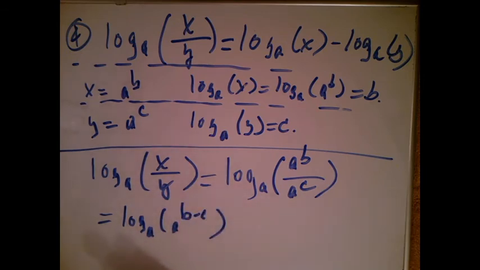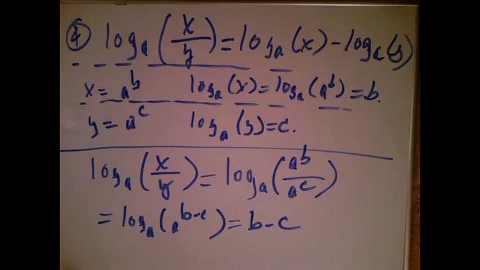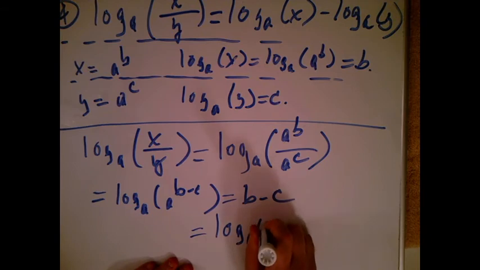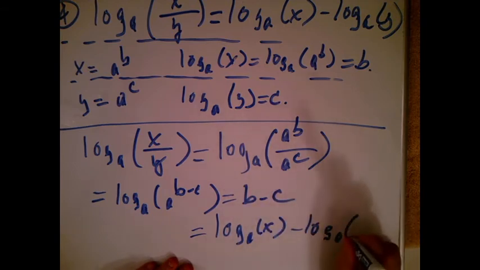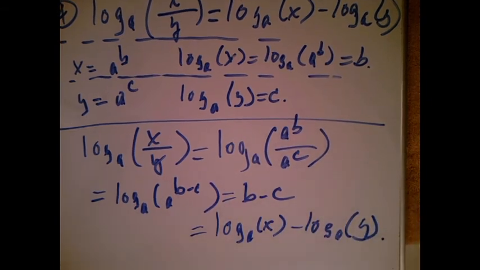Well, how does log work? Log says write what's on the inside as a to a power, and the answer then is just the power like that. But b is the log base a of x. And c is just the log base a of y. Like that. And so we get our second property. That the log of a fraction is what you get when you take the log of the top minus log of the bottom. But you can see in the middle, that was just the same law of exponents that we've always been using.